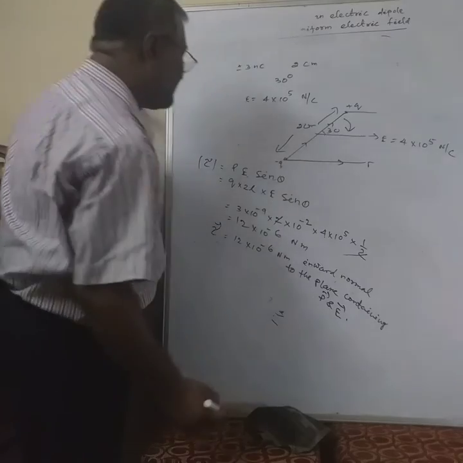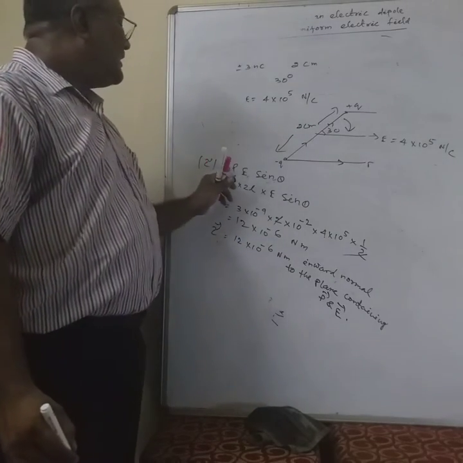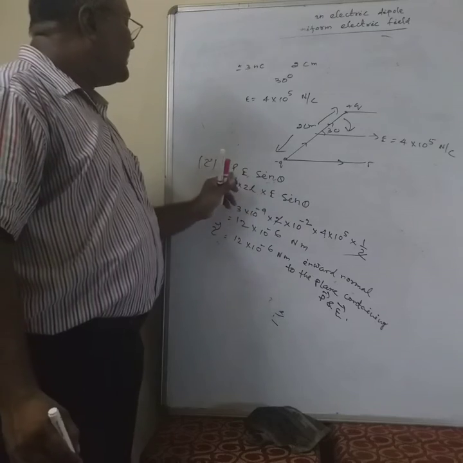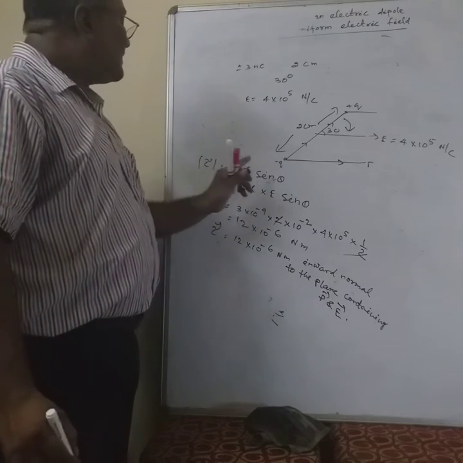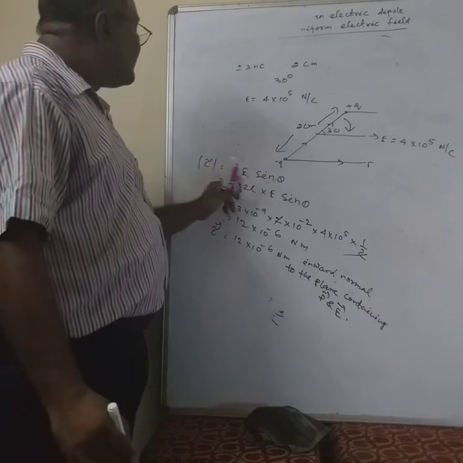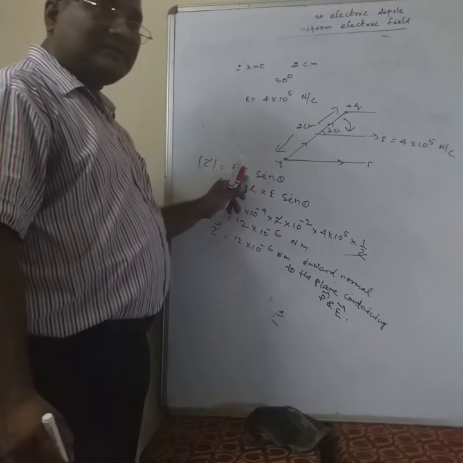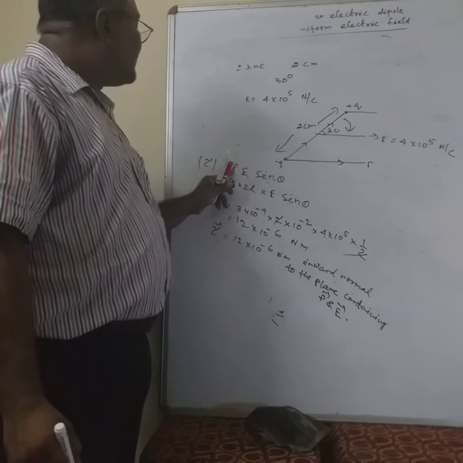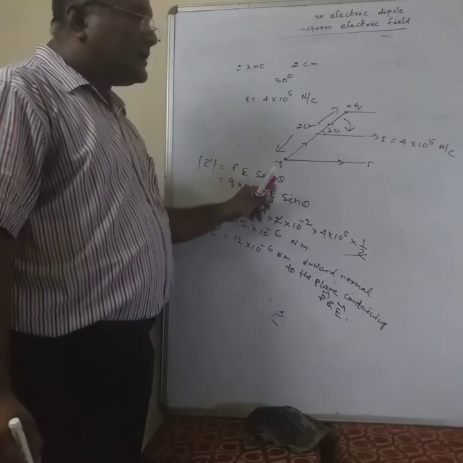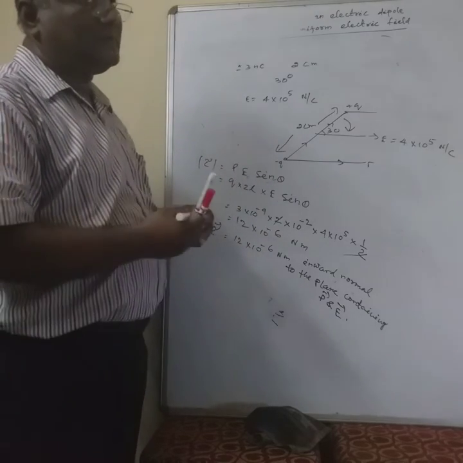Sometimes the question is asked, torque is given, and either one of the others is not given. Torque is PE sin theta. Out of these four, suppose the angle is not given, you can find it using these three. Suppose the electric field is not given, other three are given, you can find the electric field. Suppose P is not given, torque, electric field and angle are given, you can find it. And now if P, E, theta are given, torque can be found out.